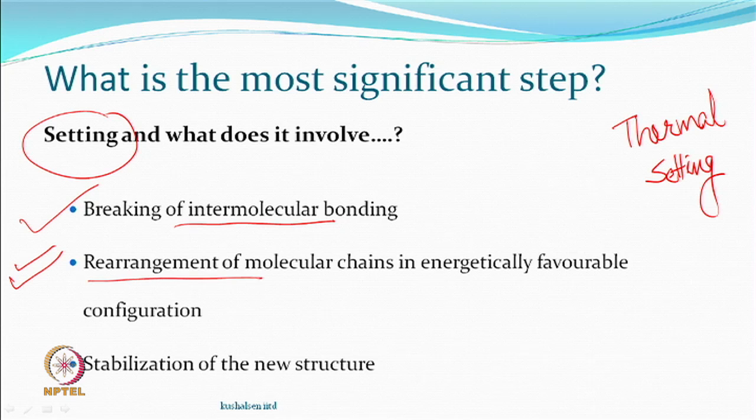Rearrangement. So, the molecular chains will rearrange in an energetically favorable configuration, and that means either they will go to crystal formation or disorientation. Both are good for us. So, that is called the energetically favorable configuration, release of energy, release of energy.